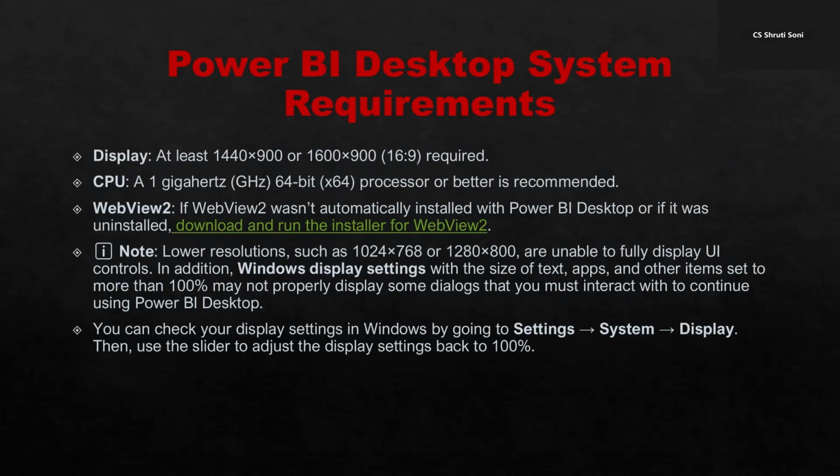WebView 2, if it wasn't automatically installed, then you can download and run the installer and get it done. Lower resolutions, as you can see, are unable to fully display the controls. So if you need to check your display settings, what you can do is you can go to settings, system and display, and then you can use the slider to adjust the display settings back to 100% also.